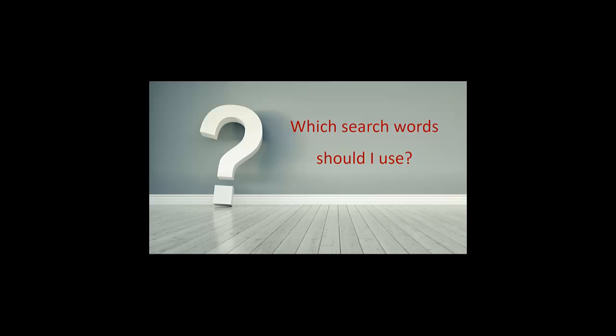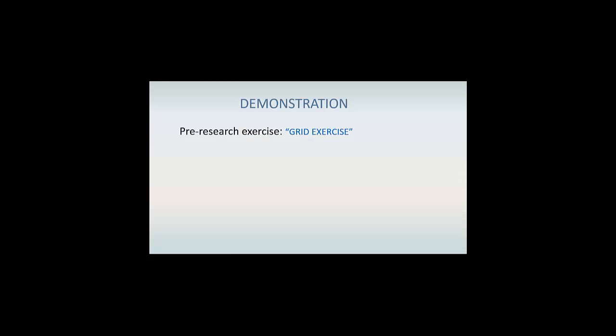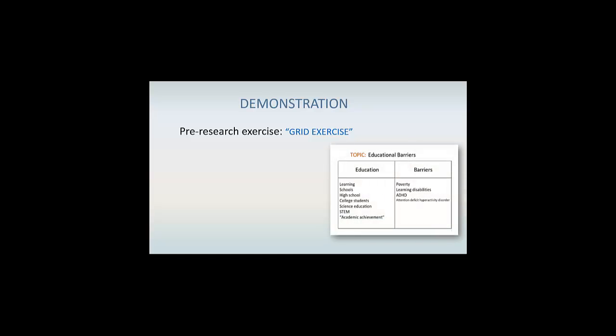Each time you begin to research a new topic, you may wonder, which search words should I use? In this demonstration, you'll see a pre-research exercise called a grid exercise, which will help you decide which words to try when you're searching for information online and how to combine multiple concepts together in your searches. You'll also see a brief demonstration search in the databases ERIC and ProQuest.